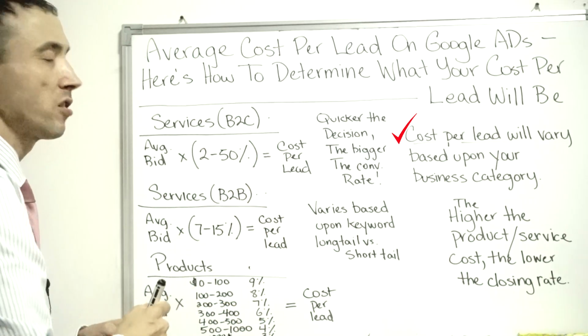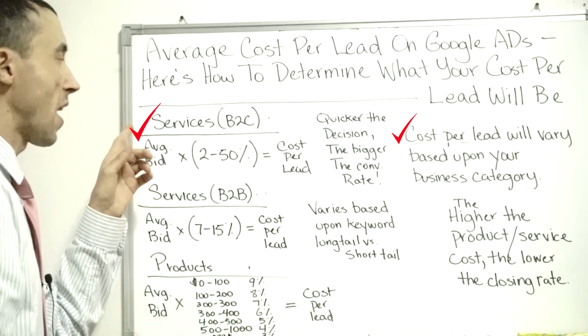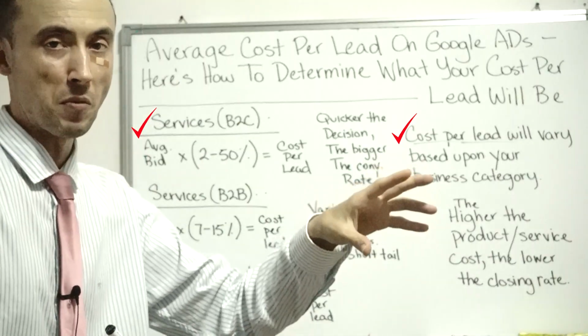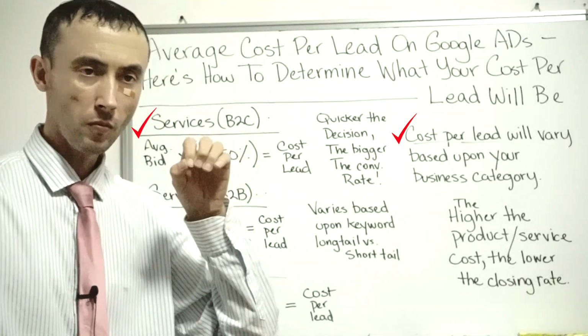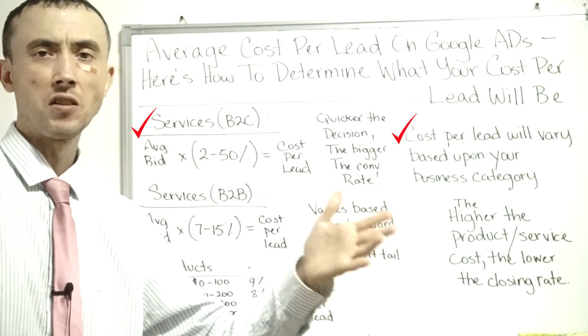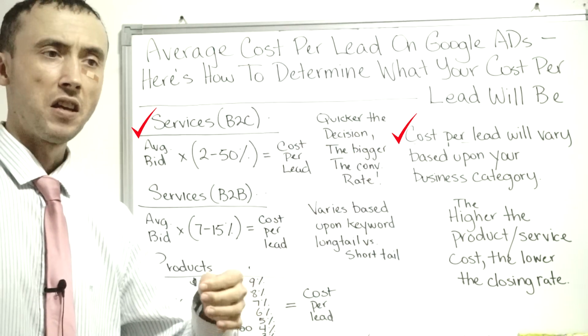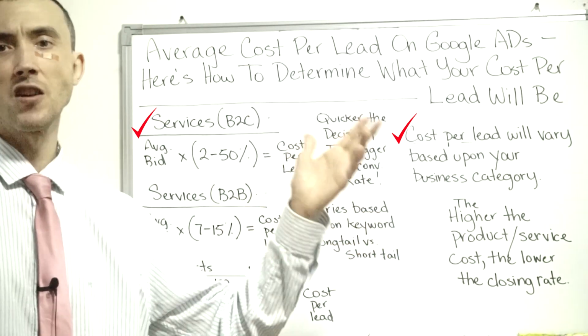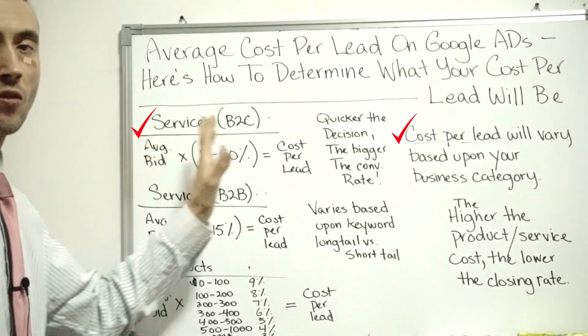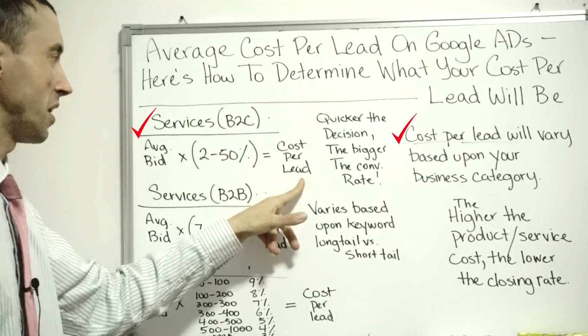So with that said, I'll get started with you guys that are running service companies and selling to end consumers, whether that be home services, or, for the most part, that's what it is, right? It's home services. But if you were to do anything else, like massage services, whatever, this will give you a general idea of what to expect for your cost per lead, okay?